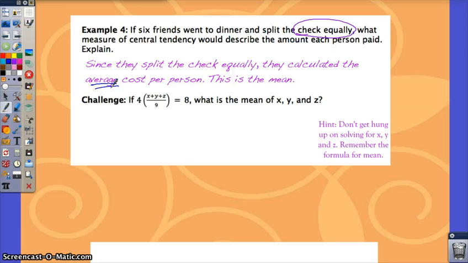Excellent job. So this last one here, this challenge question, I want you to try this without me talking you through it, but I gave you a little hint. I don't actually ask you to find what X, Y, and Z are. I just want you to tell me what is the mean of X, Y, and Z. So try this one, and then you can press play to go over it.